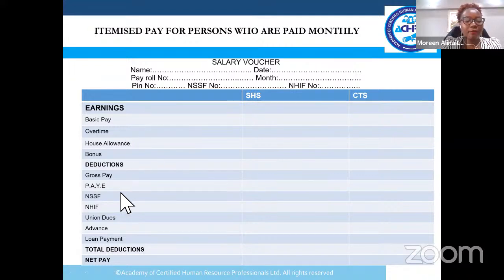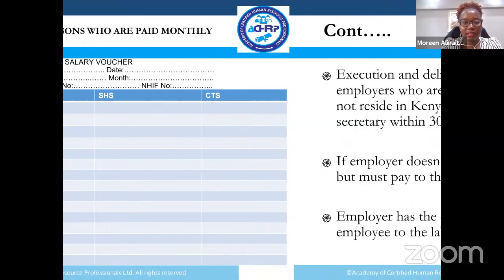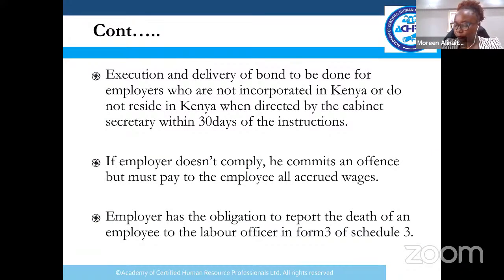It also has to have the statutory deductions, which include PAYE, NSSF, NHIF, and in case of any union dues, you can deduct them as well. If you gave out an advance, you can deduct it as well. And if that person is paying a loan, you can deduct it as well. So this is a template of how your salary slip can look like. You can have more information in the salary slip, okay?